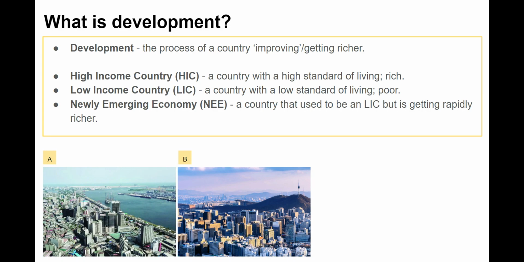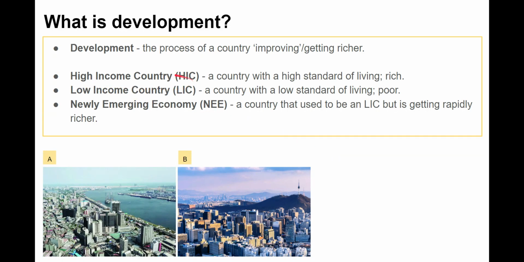And hopefully we'll get a chance to look at what we can do to try to change the level of development in a country. So when we say what is development, we're talking about the process of improving how rich or poor a country is, and what some of those differences between the levels of wealth within a country are. Now, very broadly, we can split countries in the world into 3 different types.